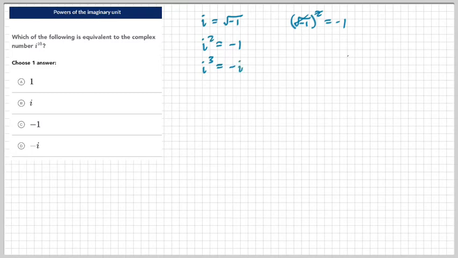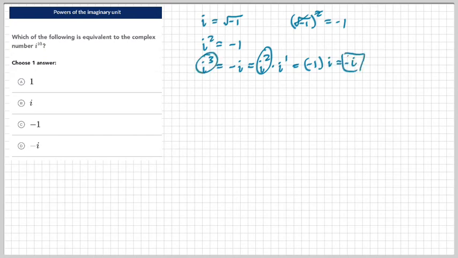Why? Because I can split up the i to the third to be i squared times i to the 1 power. And you normally don't write the 1 power, but that's what I can do. And what is i to the second power? So it's negative 1 times i, which is negative i. You guys with me?